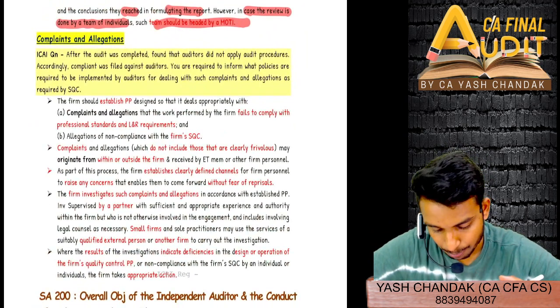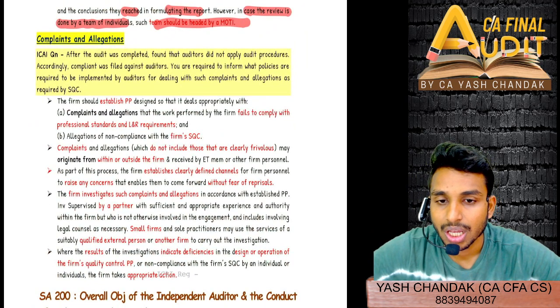Lastly, last point, complaints and allegations.